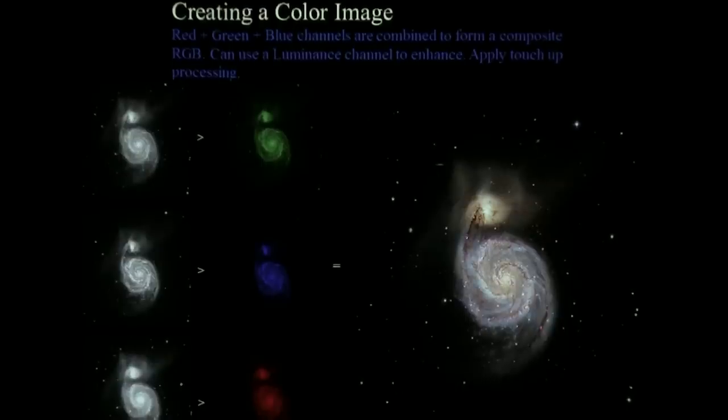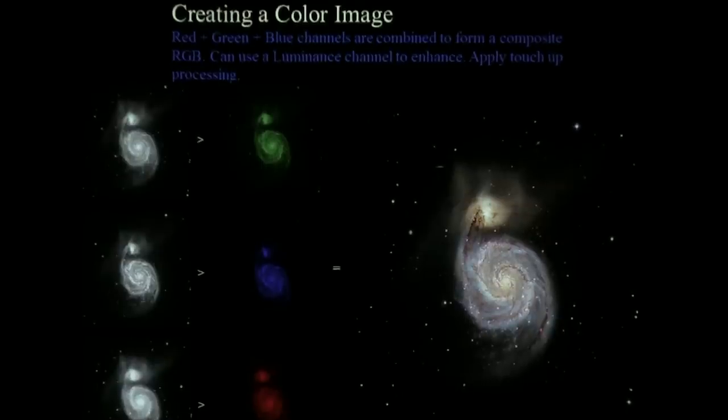So in the case of a mono camera, we have to take a series of exposures through red, green, and blue filters, and we're working in three separate channels. And even though it's a mono CCD, it's a mono chip, you're imaging through red, green, and blue filters, the image still comes out mono.